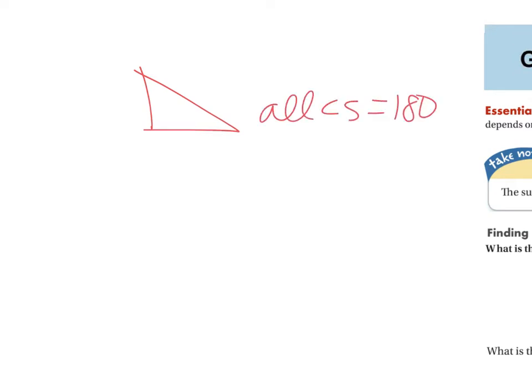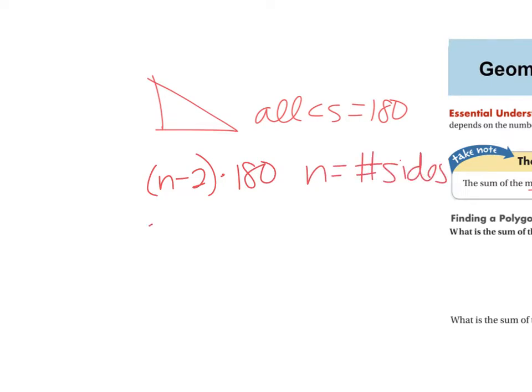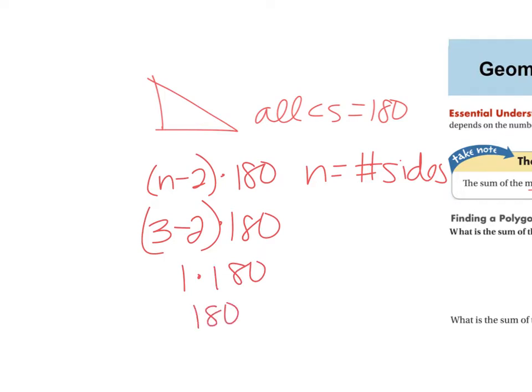So let me just prove to you that this works. The one that you probably know, because we've talked about it a million times, is a triangle. We know a triangle, all the angles equal 180, right? So if I plug it into that formula, which is n minus 2 times 180, where n is the number of sides, you would say 3 minus 2 times 180. And you have to do what's in the parentheses first, that's why it's there. So that would give you 1 times 180, which, yep, that's 180. So it does work. This works for all of them. This is definitely something I would have memorized if I were you.